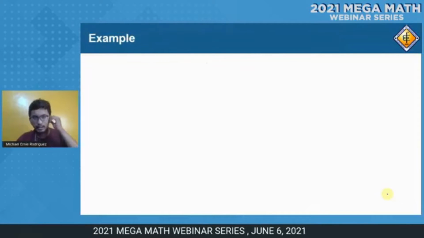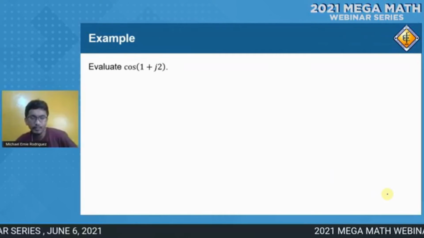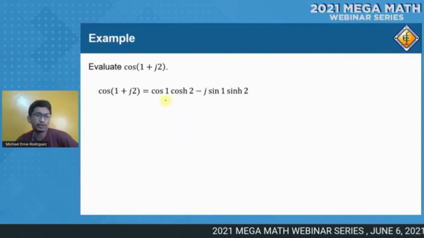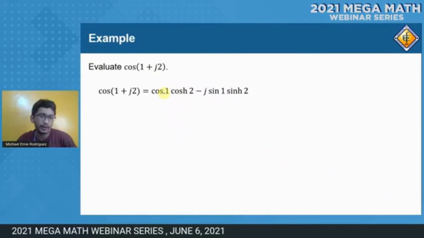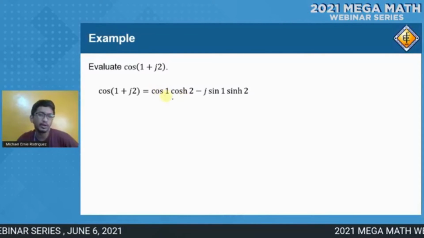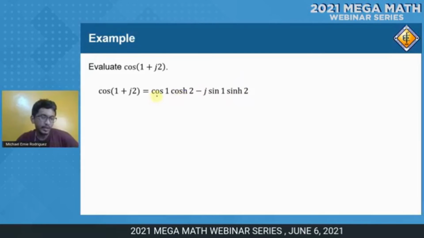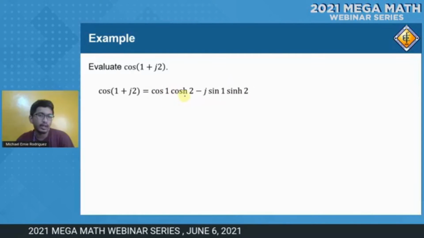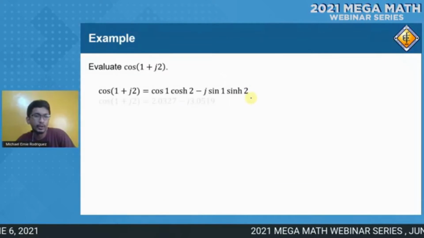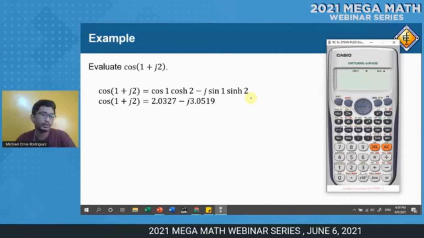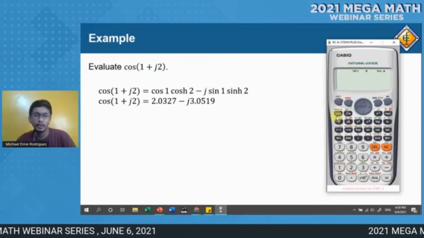So, let us solve. Evaluate cosine of 1 plus j2. So, from the formula, we have cos, sin, sinh. I will just write it this way so that we can continue smoothly. Cos, sin, sinh. So, sinh, just take note here. So this is cos 1, then cos 2, minus j sin 1, sinh 2. So, let us input this in the calculator. Our answer is 2.0327 minus j 3.0519.